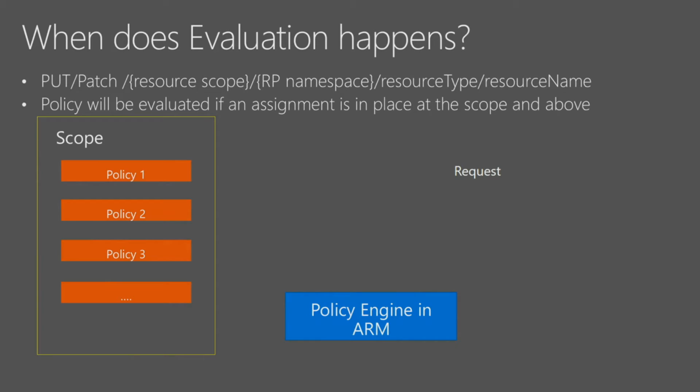The request comes. We'll look at all the policies assigned in that particular scope, and then we'll evaluate policy by policy. We'll evaluate policy 1, it doesn't meet, and then we look at policy 2, oh, the condition is met. And then if you have a deny policy, that's where the policy will fail your request.